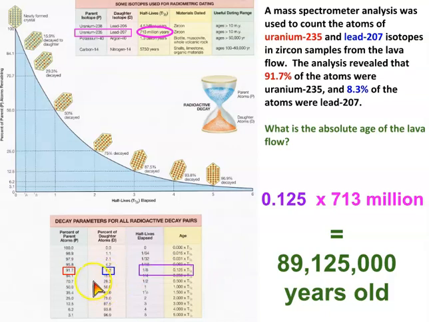Okay, so that's how we figure out the absolute age of a material: figure out how many half-lives there are, multiply that by whatever the half-life of the substance is, and that tells us the absolute age of the material.